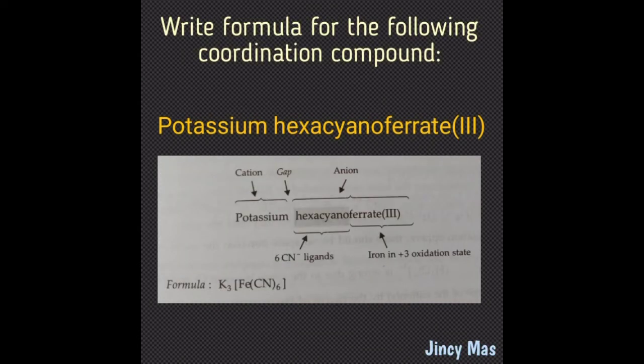Let's see another example. Write formula for the following coordination compound. Potassium hexacyanoferrate(III). Here you can see 2 metal atoms or ions, that is potassium and ferrate. Ferrate is iron. But you should be able to clearly identify that potassium is not the central metal atom or ion.